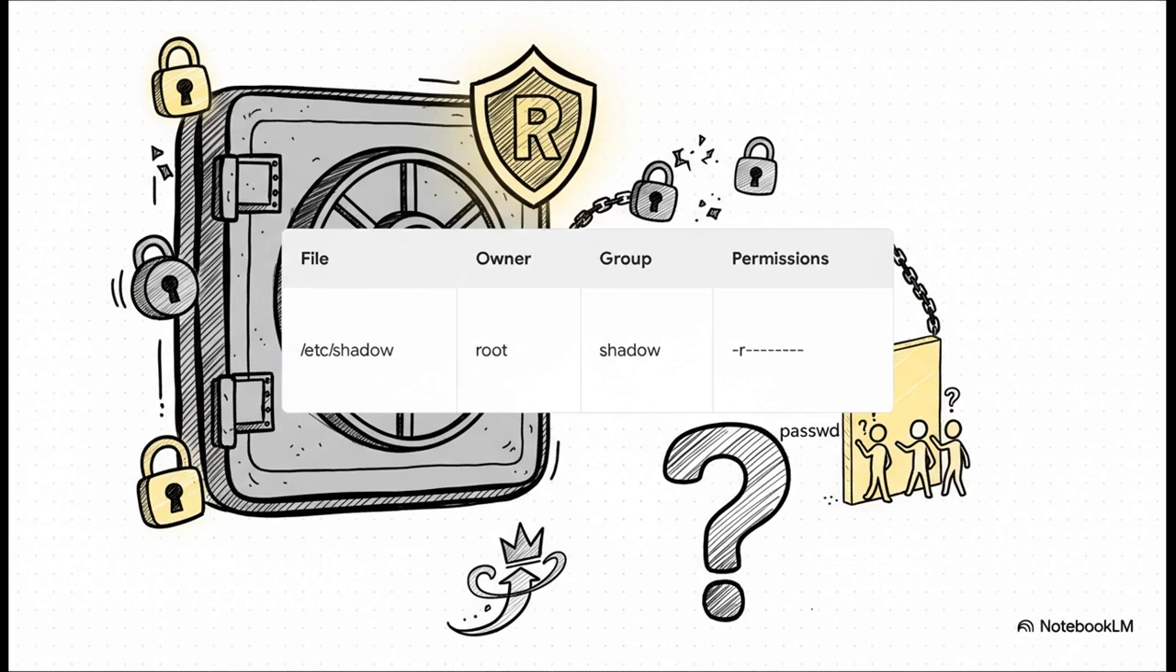The file that stores your encrypted password, /etc/shadow, is locked down tighter than a drum. It's owned by the super user, root, and as a normal user, you have absolutely no permission to read it, let alone write to it. So how in the world does the passwd command actually work?